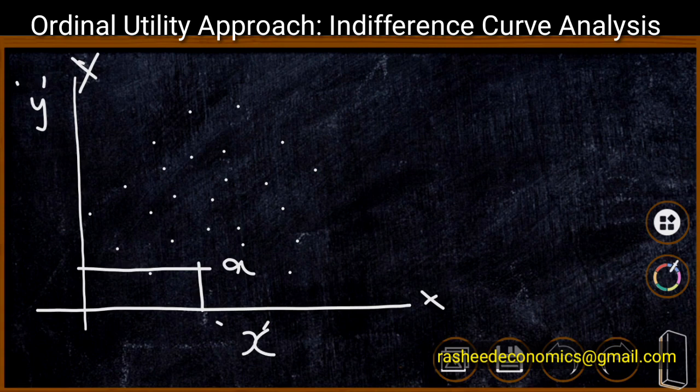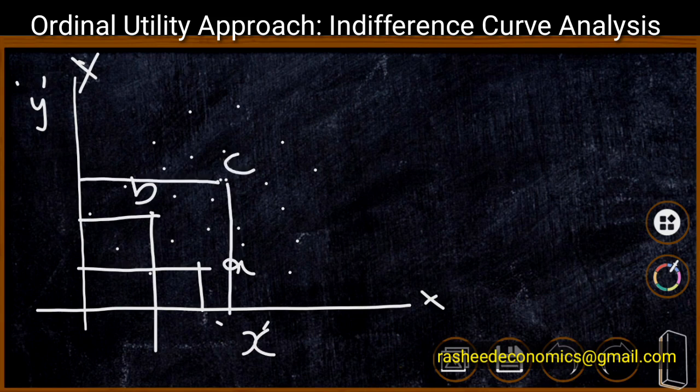In the same manner, we can plot point B. We can have this much amount of X and Y. And if the consumer wants to have more X and more Y, he can have point C. He will be having this much amount of X and this much amount of Y. That means there are various combinations of X and Y available before the consumer, and he can select any point from these combinations. This is the first part of the analysis.